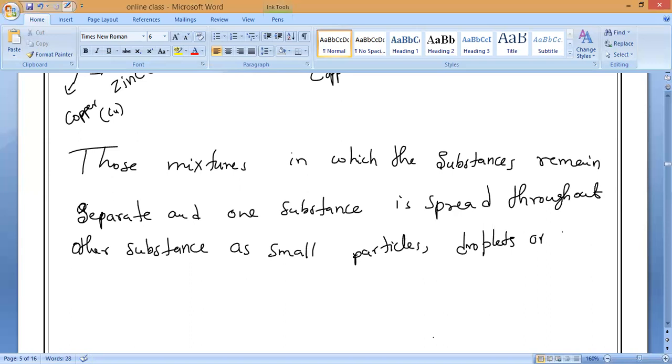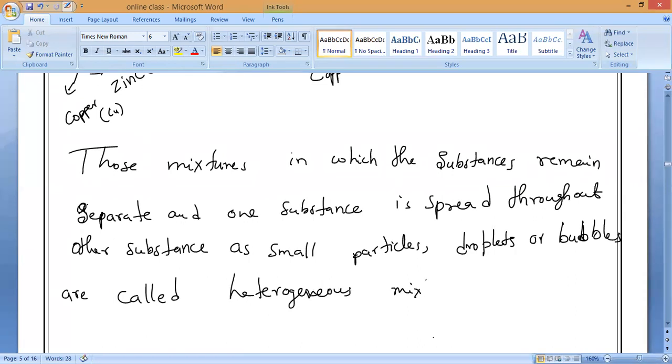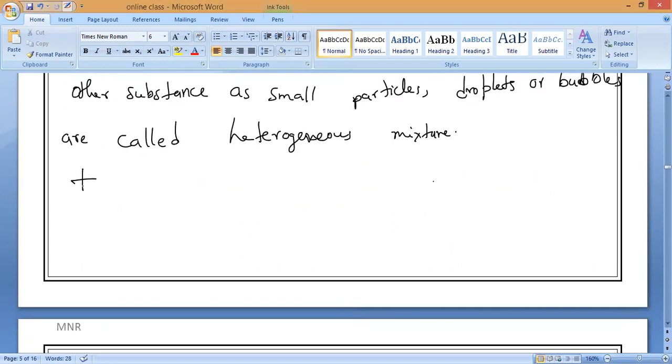Droplets or bubbles are called what? Heterogeneous mixtures. That is one. So does a heterogeneous mixture have visible boundaries or not? That is my first question. Yes, sir. Having visible boundaries between particles.